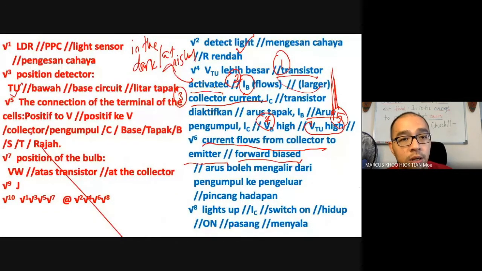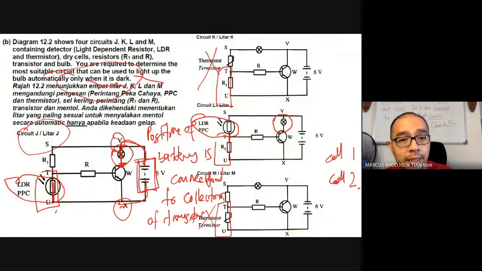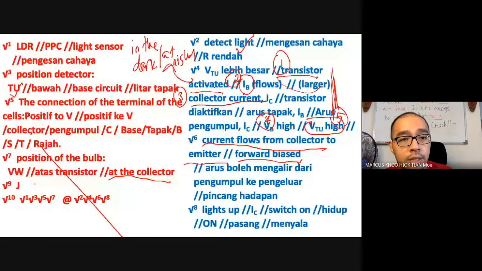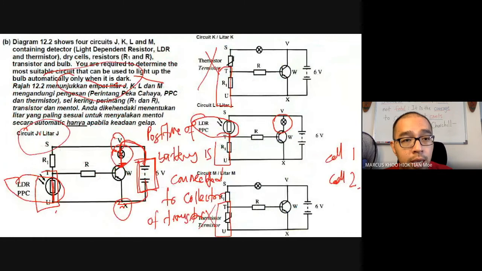Okay, because of the way it is positioned. Position of the bulb, I think, Wilson did this correctly. VW. Some words say at the collector also can. If you saw this, at the collector also can. And the reason is because current can flow, it will light up. It will light up when the transistor switches on. So the best choice is J.